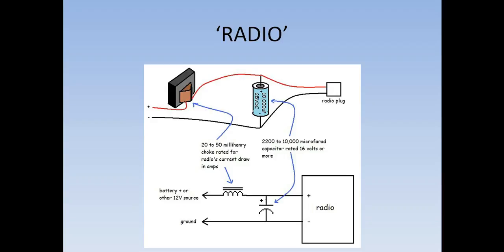Here you can see a diagram of a radio basically. Here there is a battery of 12 volts, or a 12 volt source, and here's an inductor. Here's a capacitor in parallel with the radio, and the entire system is grounded.